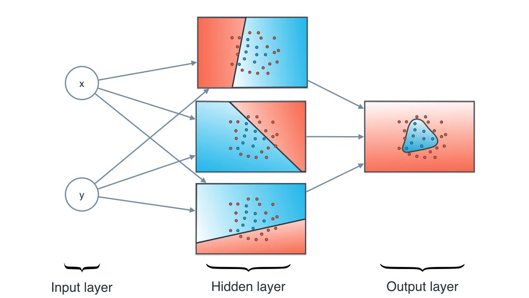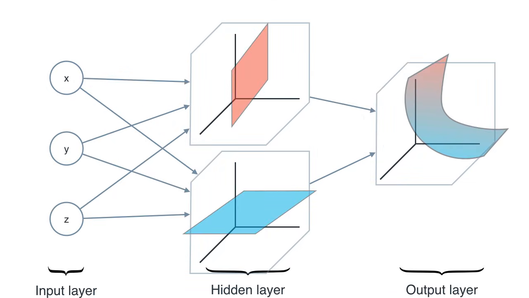What happens if my input layer is larger? If instead of having 2 inputs, I have 3 inputs, that means instead of being in the plane with x and y coordinates, I am in space with x, y, and z coordinates. And now, instead of lines that cut the plane in two, I have planes that cut the 3D space in two. And in the same way as before, I can combine these regions in order to get a region like in the output layer.